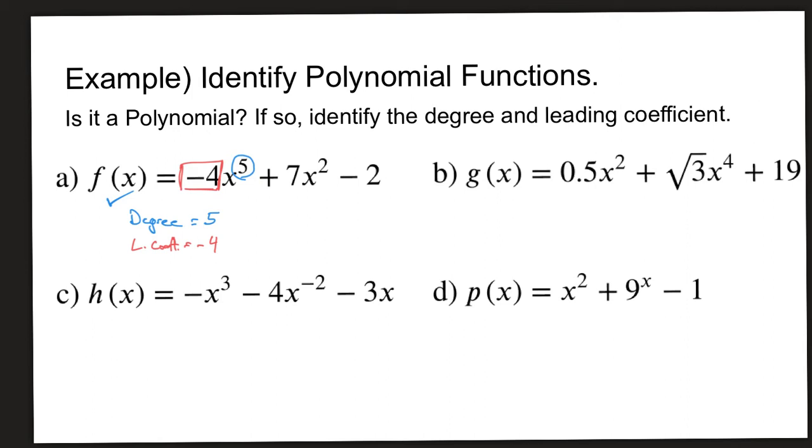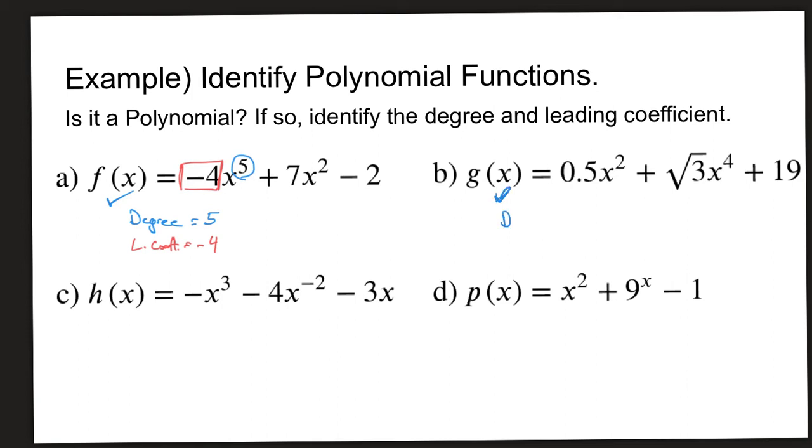Let's go on to B. Is this in fact a polynomial? Well, let's see if it checks out. We'll look at the exponents. Are the exponents positive integers? Yes, they are. What about the numbers in front? Are they real numbers? Oh yeah, the square root of 3. Okay, so that's not a rational number, but it is a real number. So guess what? B is a polynomial. So that gets a big old check mark next to it.